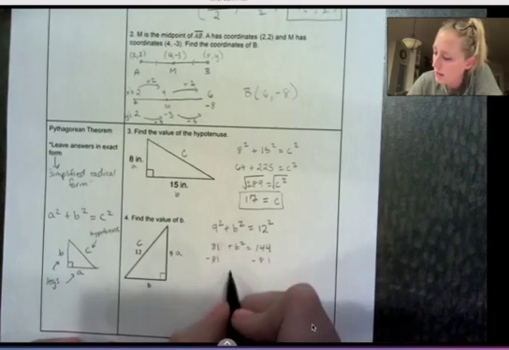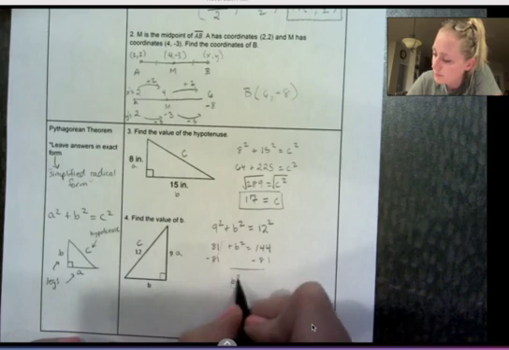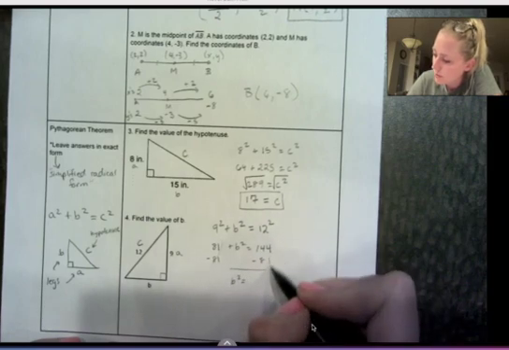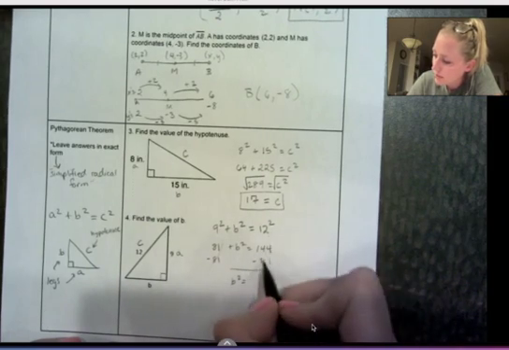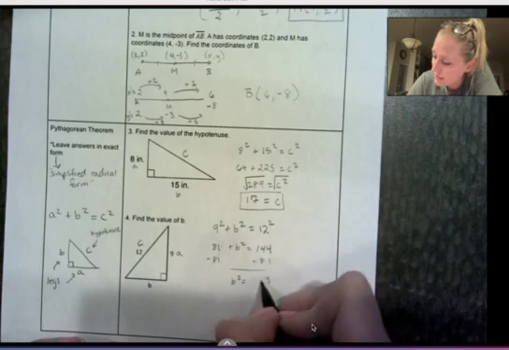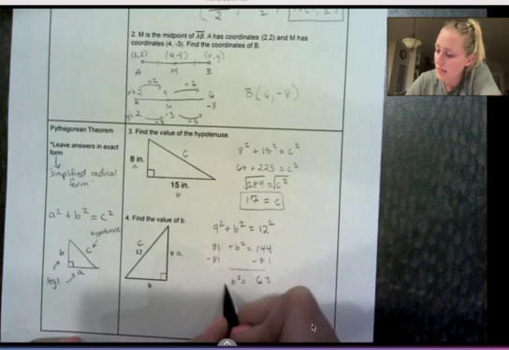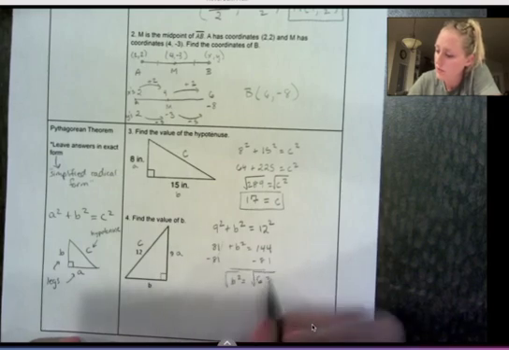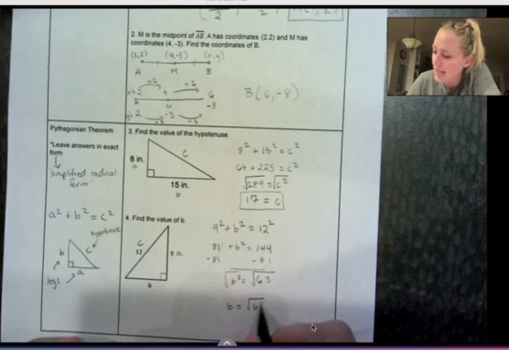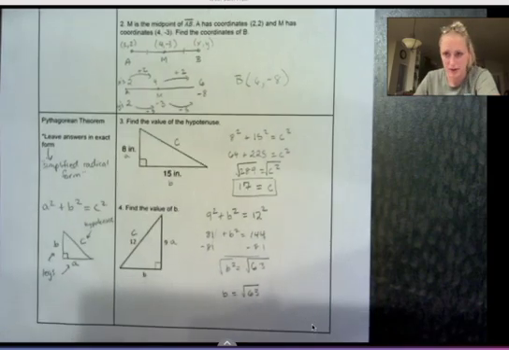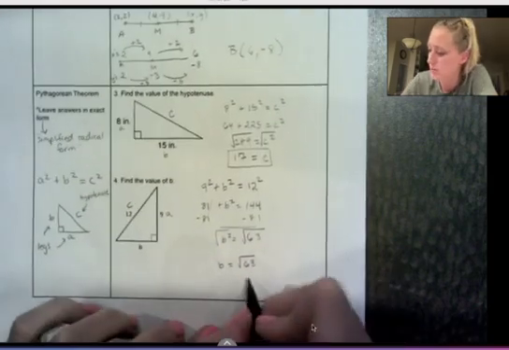Okay, so I get B squared is equal to 4 minus 1 is 3, 14 minus 8 is 6. Okay, now to get B by itself, last thing, get rid of the squaring by taking the square root. So I have B equals the square root of 63. That is not a perfect square. So I'm going to break it down to put it in exact form.